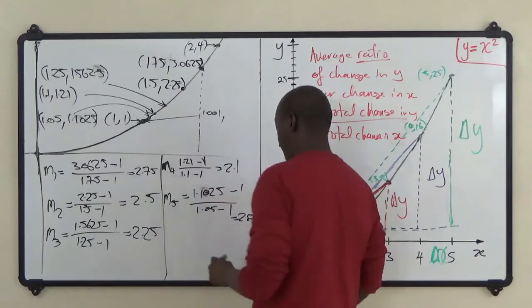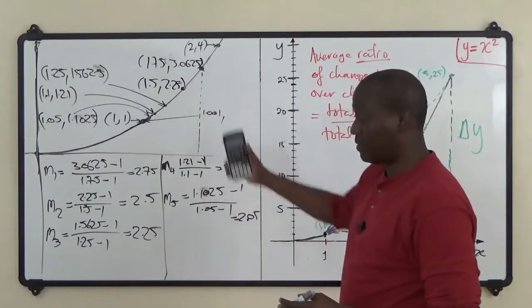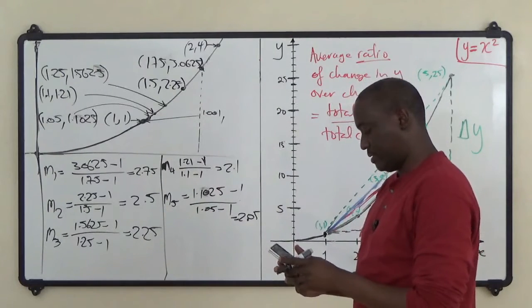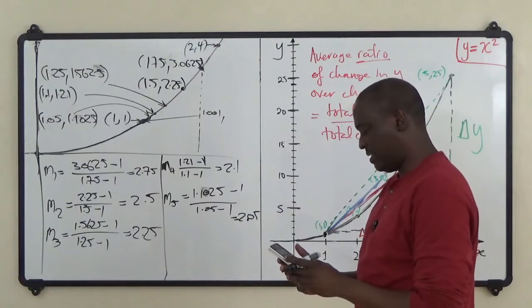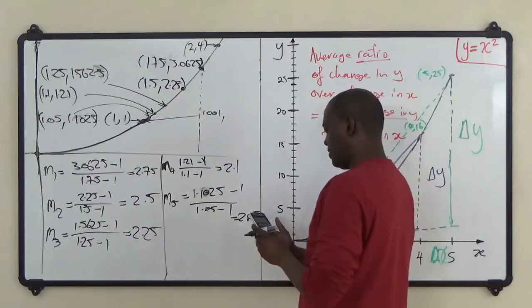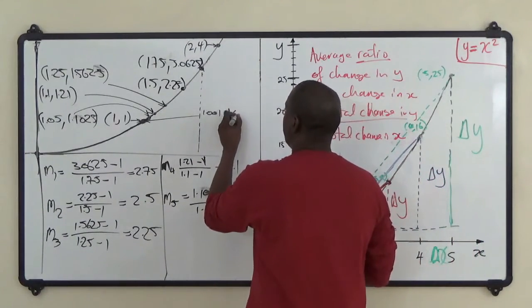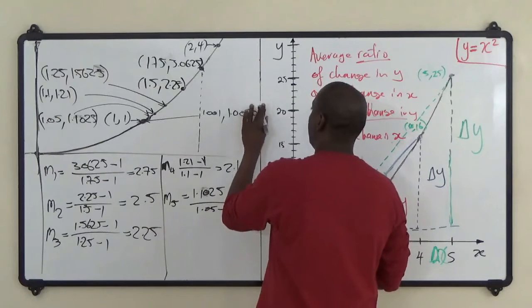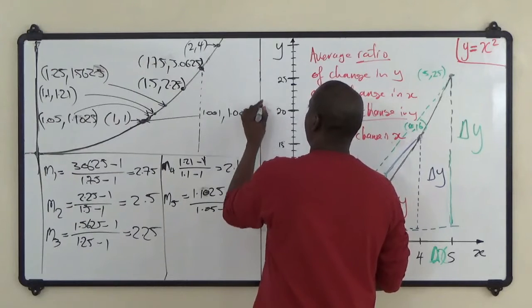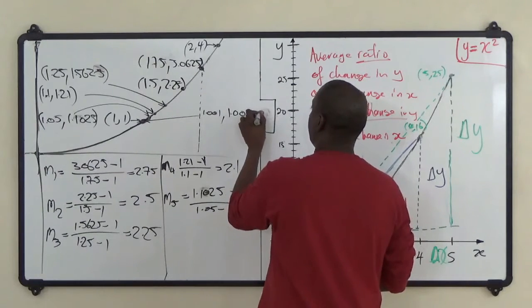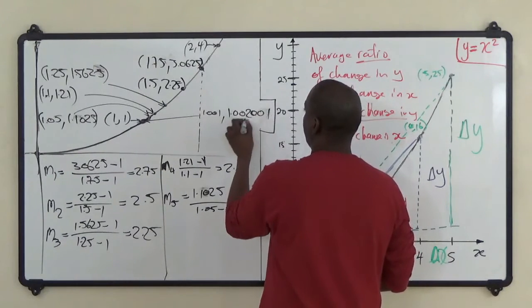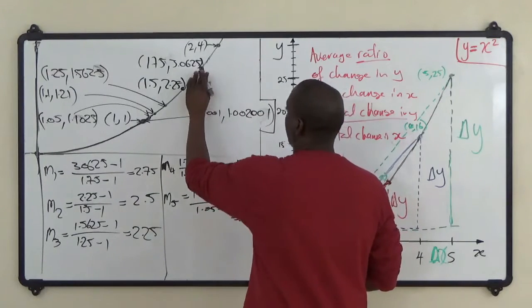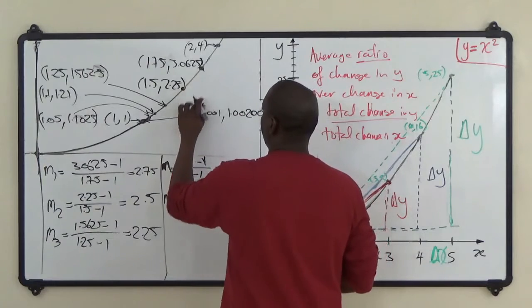1.001, that is 1 and 1 over 1,000. 1.001 squared is equal to 1.002001. So we have to steal some space on this side. 1.002001. Okay, beautiful. So, let me work on the gradient now.